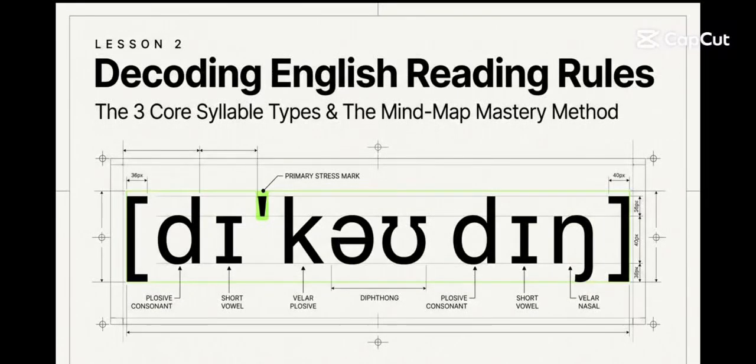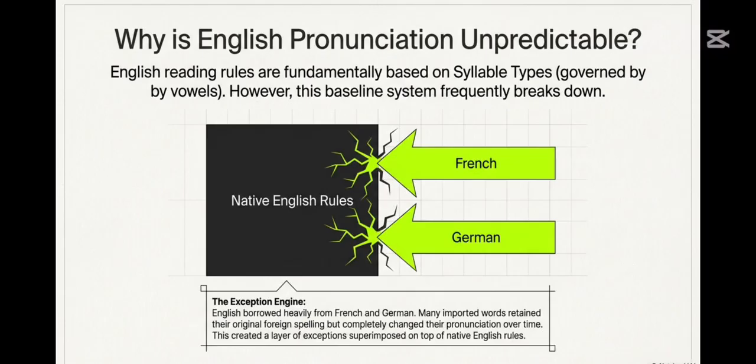Now we're going to talk about the rules of reading in English. This topic is very important because English spelling and pronunciation are often different. English has 26 letters, but it has 44 different sounds, so that means one letter can have several pronunciations. For example, the letter A sounds different in cat, cake, father, and water. And if we know the reading rules, we can guess the pronunciation of a new word.